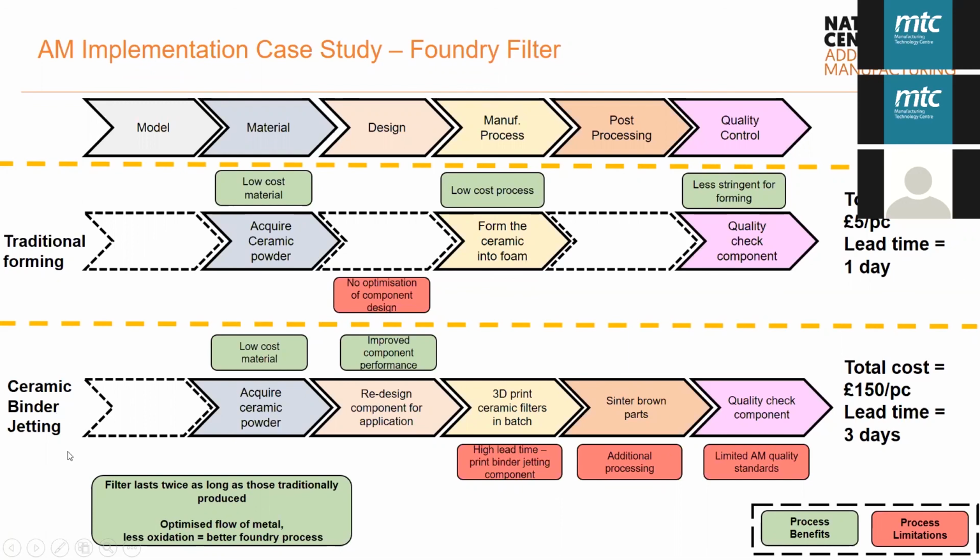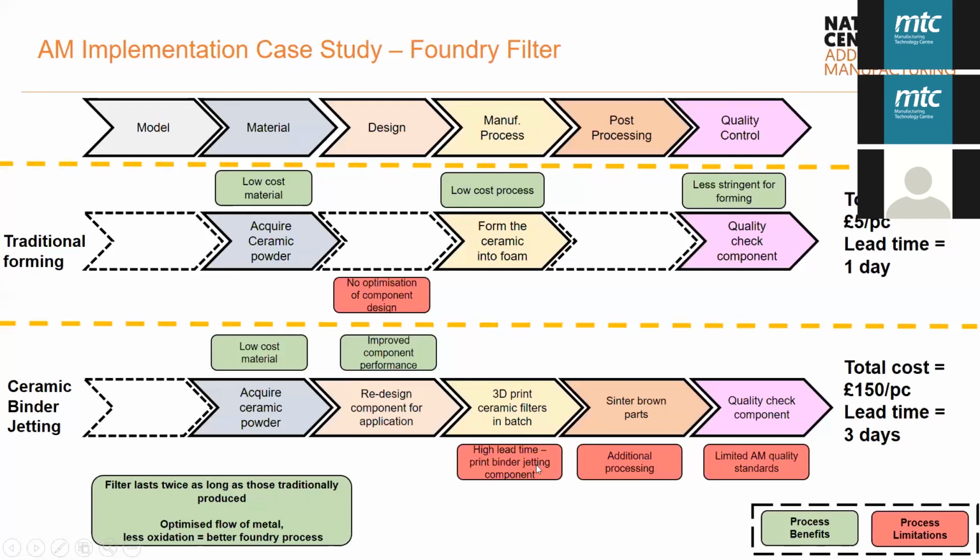So if I was to implement a ceramic binder jetting technology, I'd acquire the ceramic powder again with the benefit of low cost material, except I have a redesign stage here where I get to optimize my component. So I can actually improve my component performance. So that's a benefit for me. I then 3D print the ceramic filters in batch.